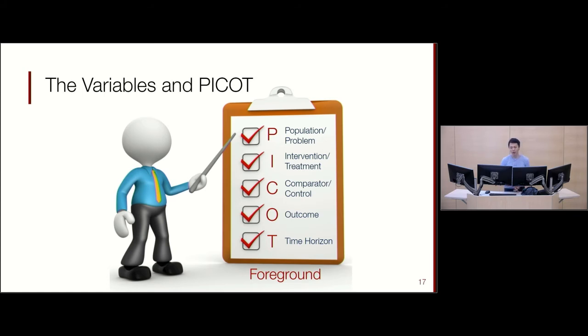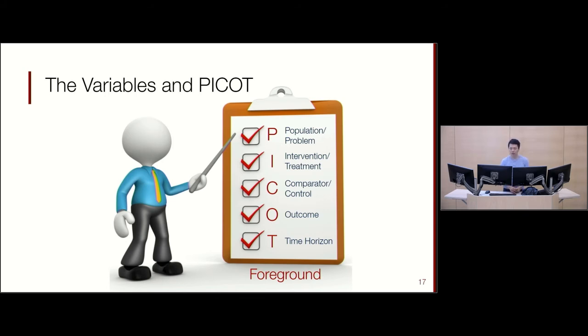And to do that, we need to define the variables of the question, which are the measurable and modifiable characteristics that have clinical, population, and system-related importance. And luckily, we have a handy acronym, which is PICOT, which can help us out with this. P stands for population or problem. I stands for intervention or treatment or exposure of interest. C stands for comparator or control. O stands for outcome. And T stands for time horizon for measuring the outcome.